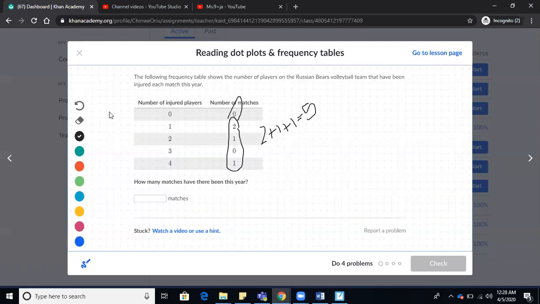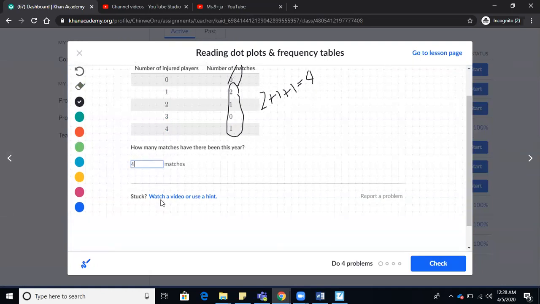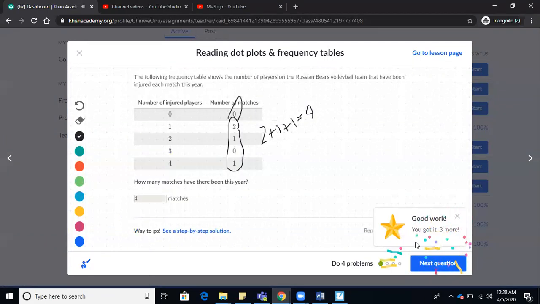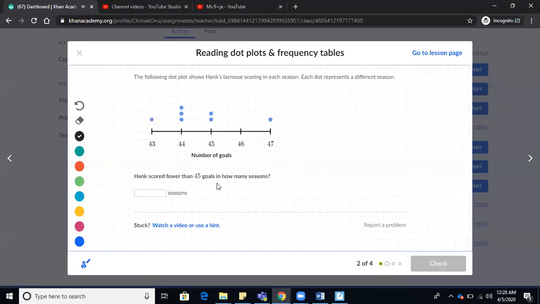Jesus, y'all, pray for your math teacher. I can't add 2 plus 1 plus 1. Okay, so 2 plus 1 plus 1 is just a total of 4 matches, and you click 4 here and check. To the next question, here it has teams scored fewer than 45 goals in how many seasons?